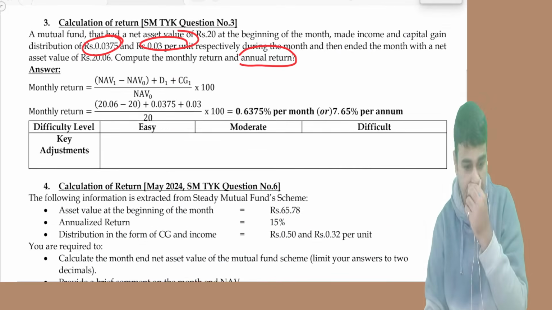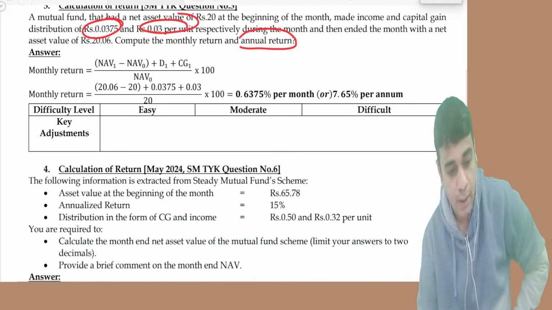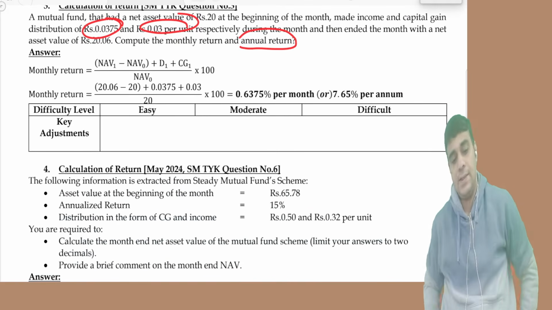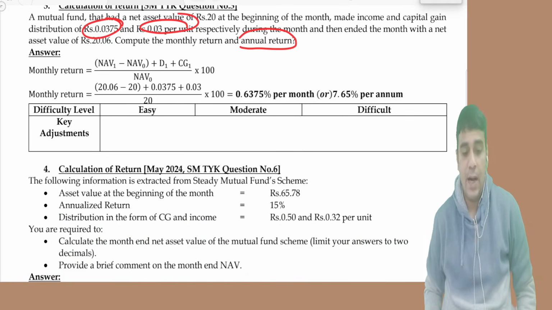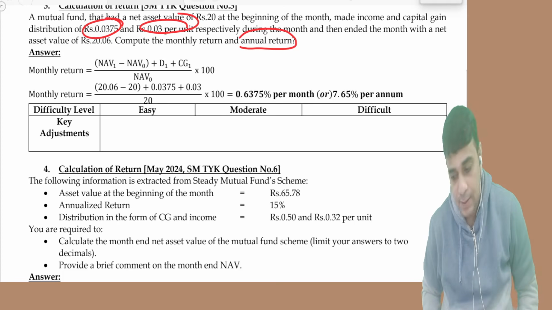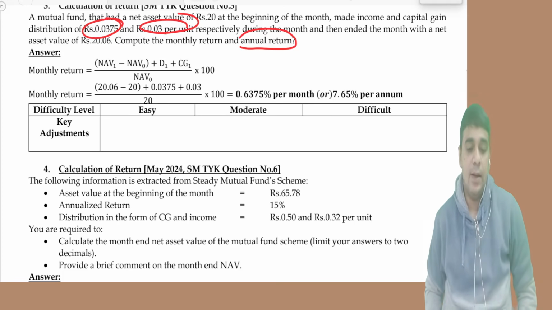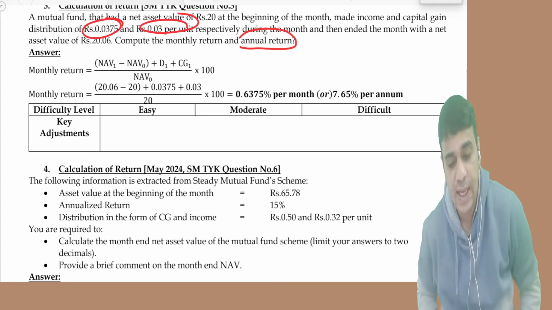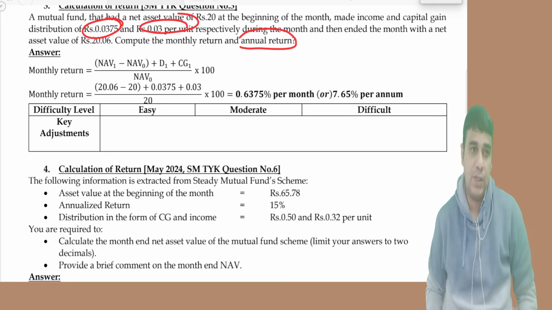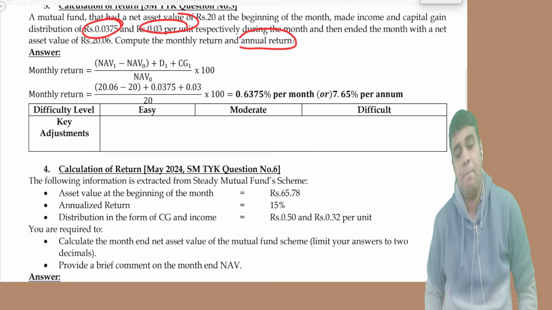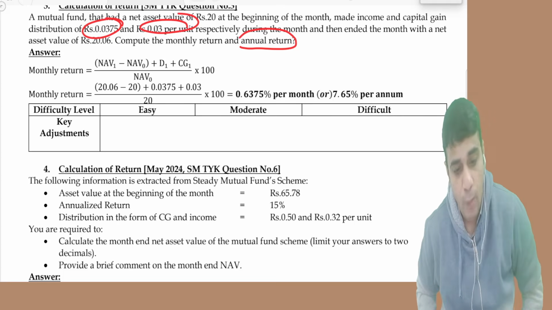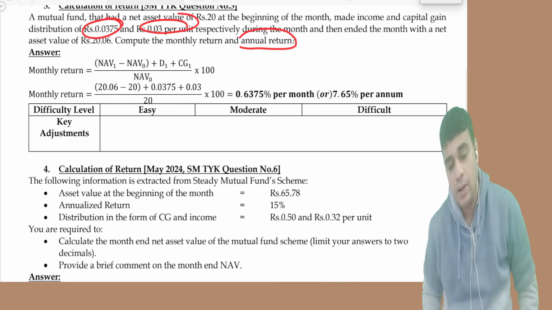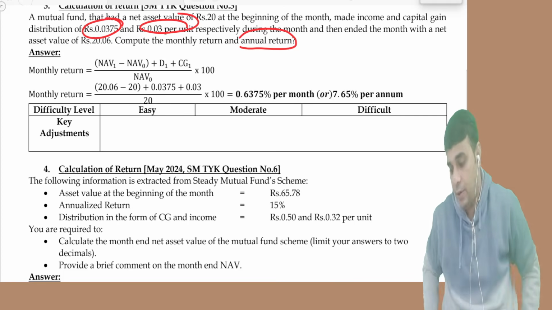Okay, I'll move to question 4 now. The following information is extracted from a steady mutual fund scheme: asset value at the beginning of the month, annualized return, distribution in the form of CG and income. Calculate the month end NAV of the MF scheme. Limit your answer to 2 decimals. Provide a brief comment on the month end NAV.